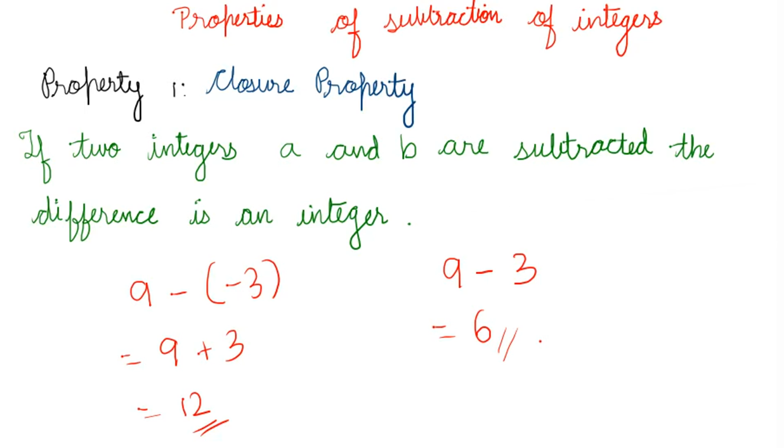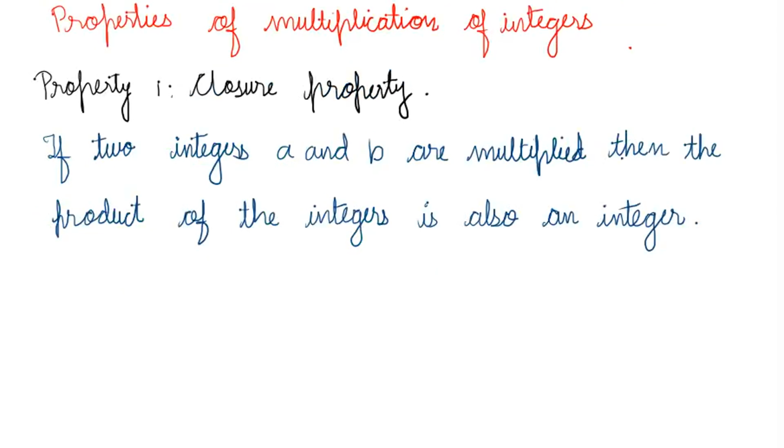So now we'll move on with the properties of multiplication of integers. The very first property of multiplication of integers is the closure property. That is, if two integers a and b are multiplied, then the product of the integers is also an integer. Let's check it out with an example.